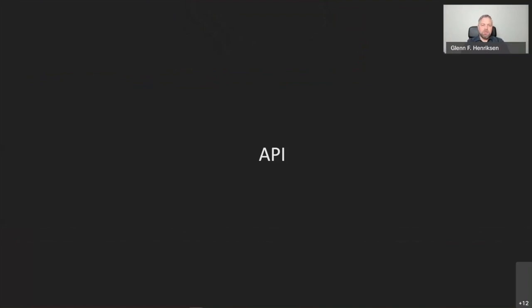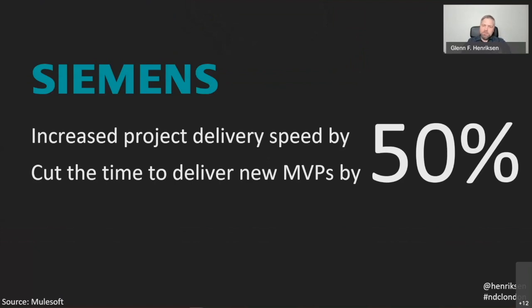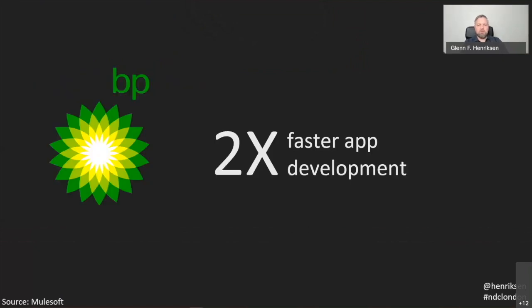I pretend to be an engineer, so I brought data to back my statements up. Not much, but there are 2 case studies MuleSoft did, which is, considering the source, MuleSoft makes API systems, but they implement in company APIs. In Siemens, they were 50% faster, twice as fast when delivering their MVPs, which means that you can get those experiments going a lot faster. BP, 2 times faster app development.